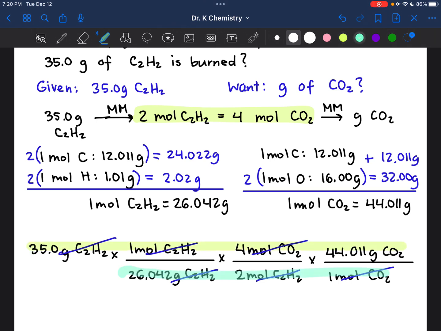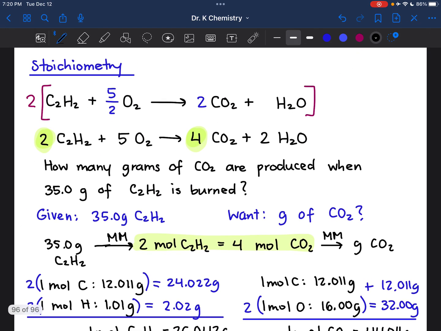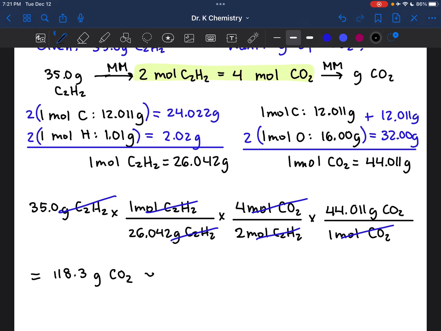So now everything up top gets multiplied and gets divided by everything on the bottom. So we're going to plug that in and get our final answer. Okay, I'm getting 118.3, and I should round that to the appropriate number of sig figs. And it looks like we started with 3 sig figs in the equation. We did a bunch of multiplication and division, so we're going by the lowest number of sig figs, and that'll round to 118 grams of carbon dioxide.